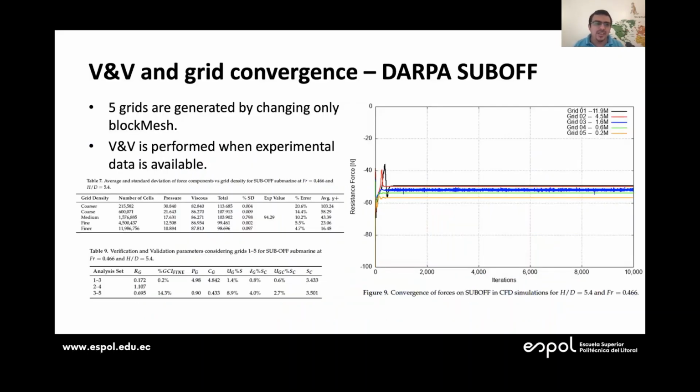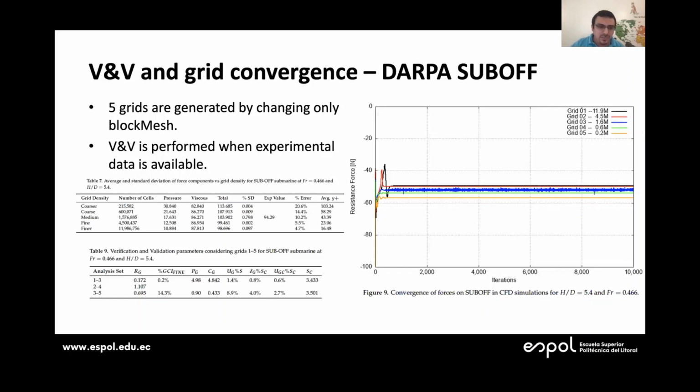So we performed the verification and validation for the DARPA. As you can see, the resistance force converges really fast. It's easy to converge, especially because the condition that we are considering here could be labeled as deep water condition. H/D 5.4 means that we are really far from the free surface, so we don't have any oscillations on the force.